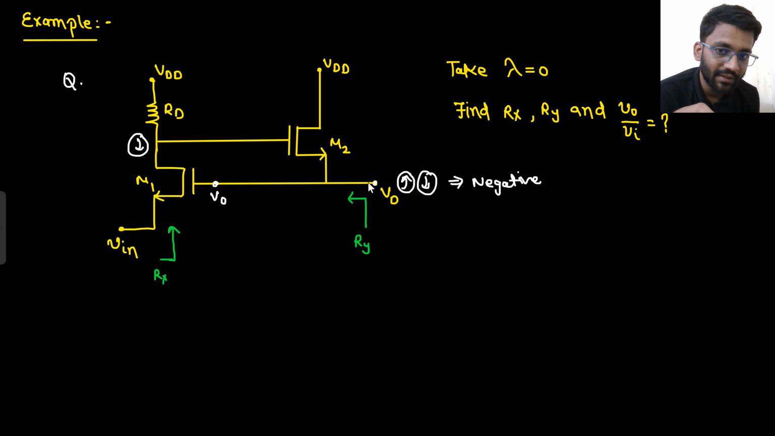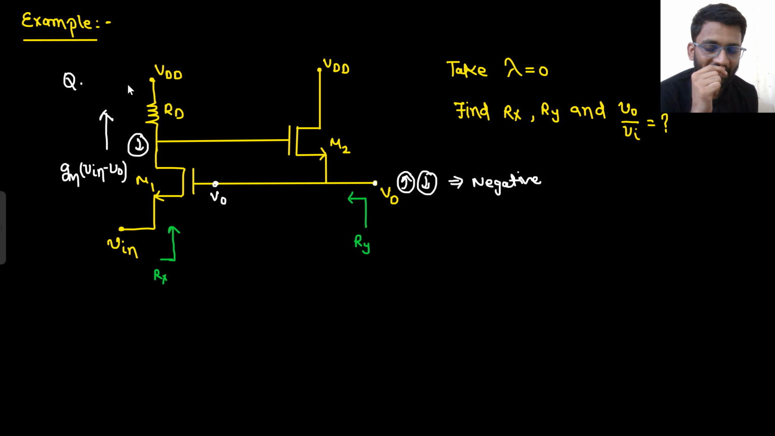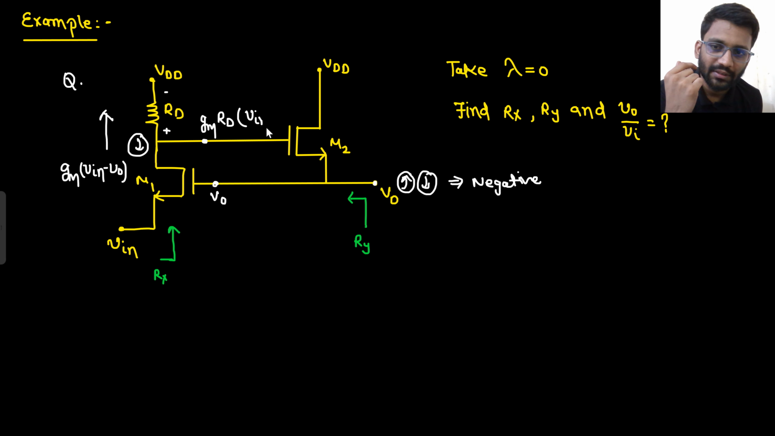This is your feedback. V naught is going here and is being mixed with the input. If it is mixed with the input, it will generate a gm(Vin - Vo) current here. Now what will be this voltage? This voltage will be gm RD (Vin - Vo). Say yes or no. This voltage will be gm RD (Vin - Vo).